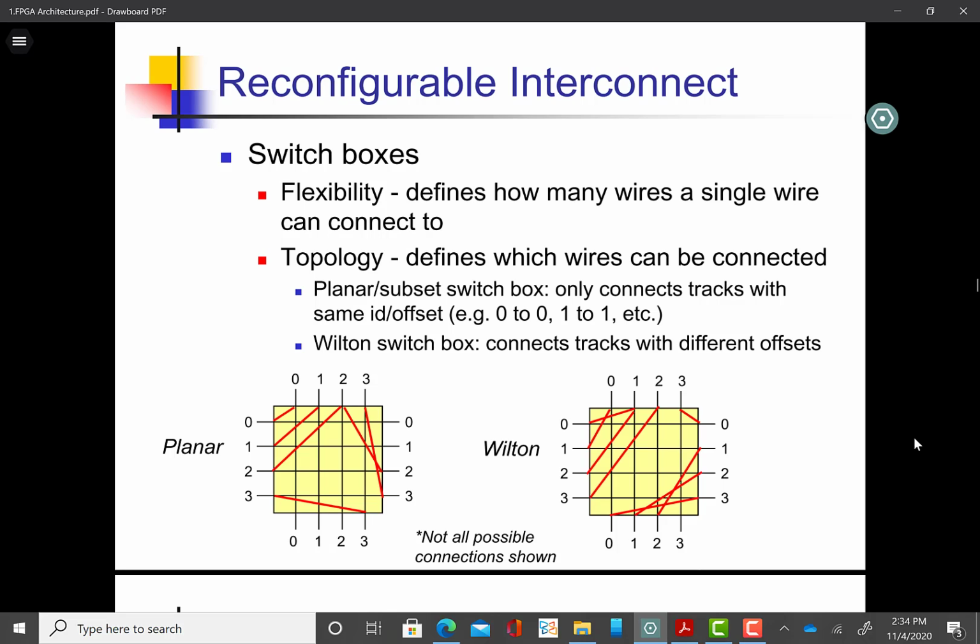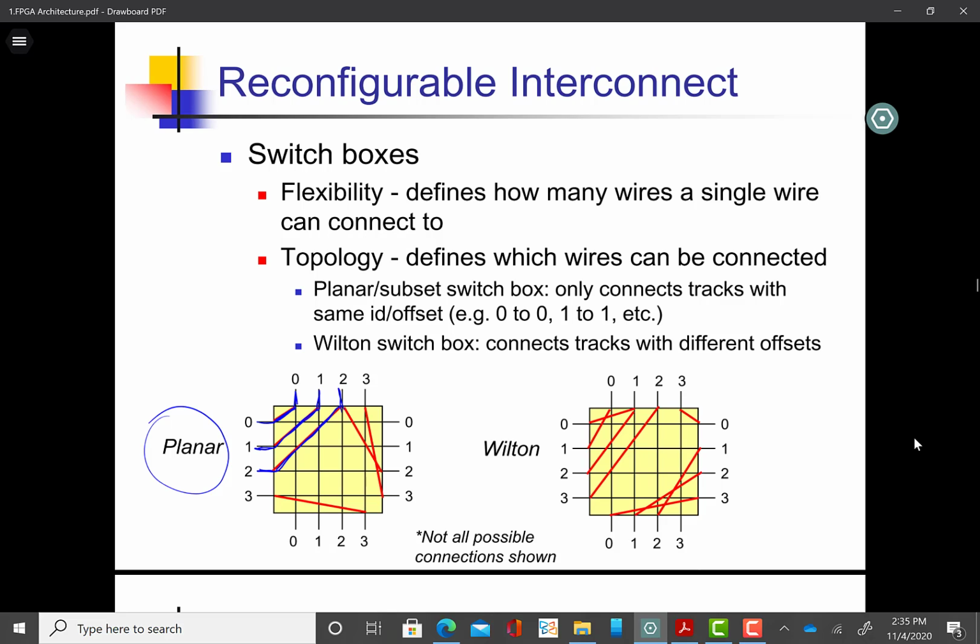A planar / subset switch box only connects tracks with the same ID / offset. For example, this is a planar switch box, not a connection box. We are talking about the switch box. So it can connect only 0 to 0. Okay, so this is 0 and this is 0. It can connect only 1 to 1. It can connect only 2 to 2. So this is a planar switch box.